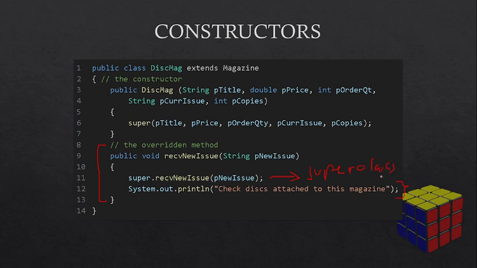So although it is overridden, we can still access the method. This class can also have access to the previous or overridden method. So this one will behave just like what is stated in the magazine class. So kung ano matong inobra, that will happen here. Okay. Di ba? But ang newer nga code that will appear or be outputted in your receive new issue is that may print siya sa console na check disks attached.